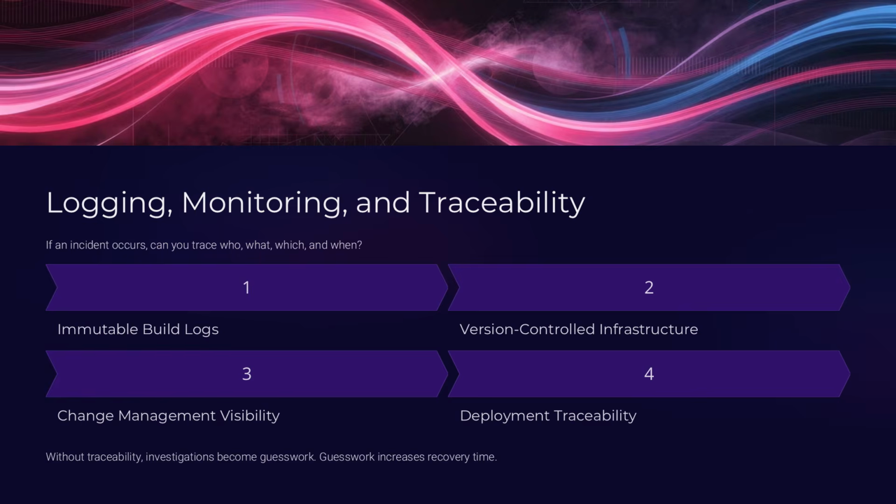If an incident occurs, can you trace who committed a change? What dependencies were included? Which environment was affected? What version was deployed? Traceability is essential for accountability and incident response. Your secure SDLC must require immutable build logs, version-controlled infrastructure definitions, change management visibility, deployment traceability records.